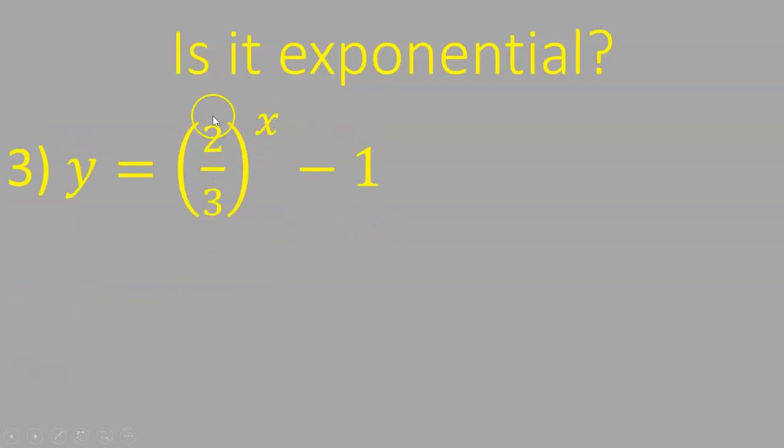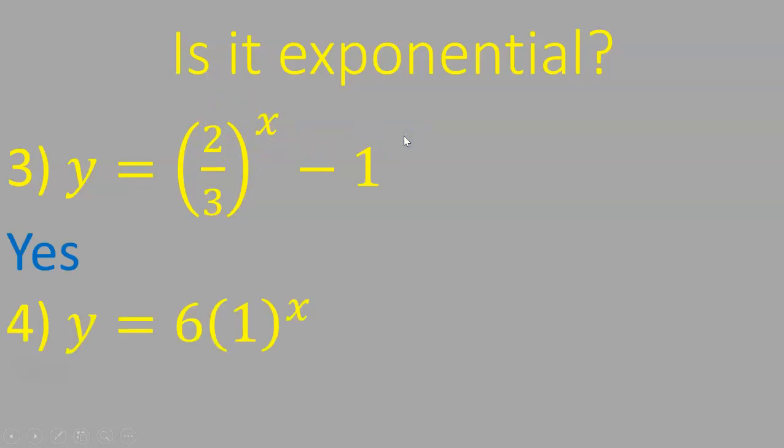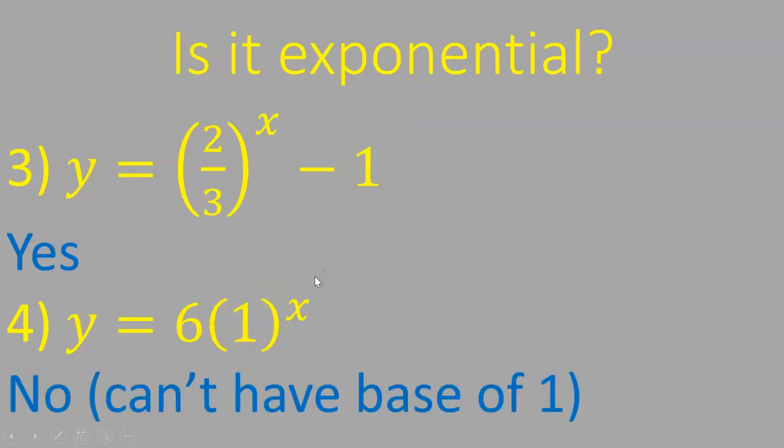Your base is below 1, but that's fine. It's not 1, it's not 0, it's not negative. You have a variable in the exponent, so no problem there. Okay, and then finally, here, it does have a variable in the exponent, but you don't want a base of 1. 1, 0, or negative is what we must avoid.